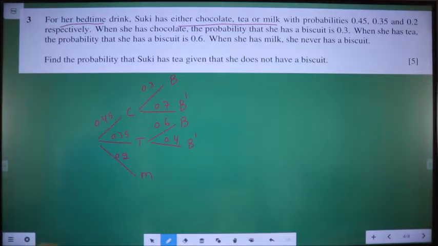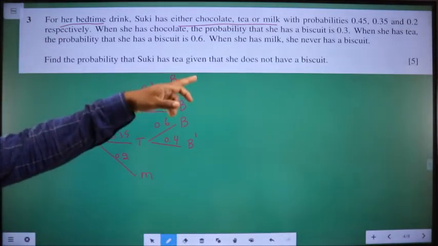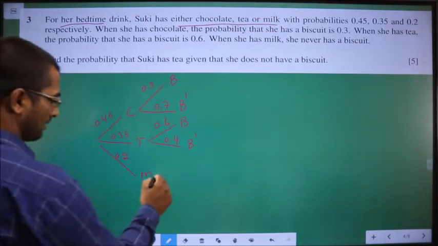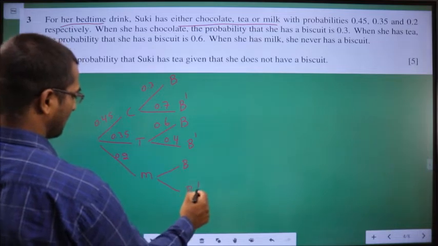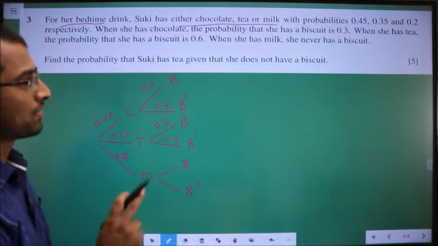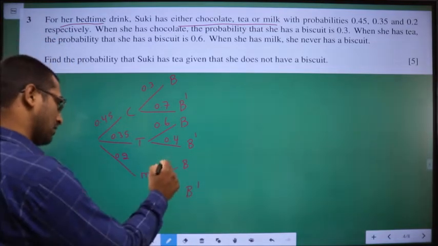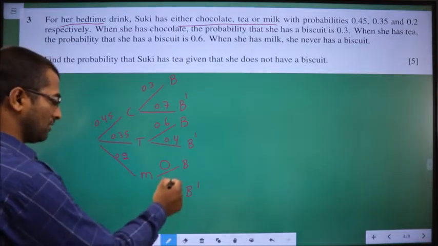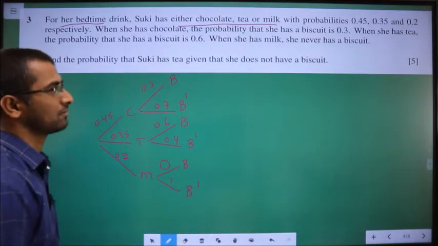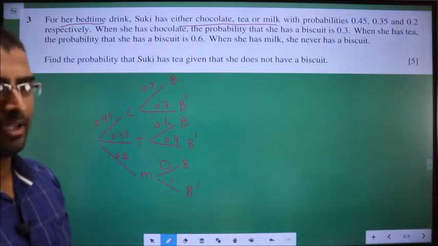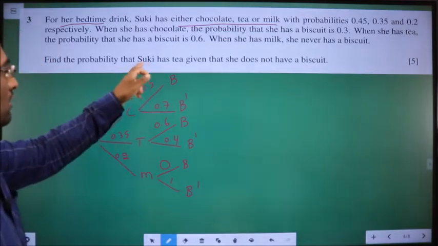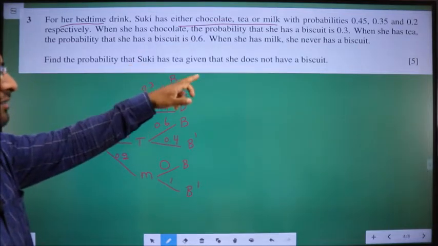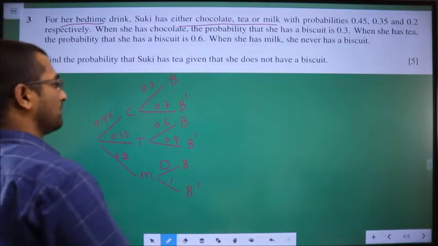Okay. When she has milk, she never has a biscuit. That means whenever she has a milk, she never has a biscuit. So taking a biscuit will be 0 and not having a biscuit will be 1. Clear? Now continue. Find the probability that Suki has tea given that she does not have a biscuit.